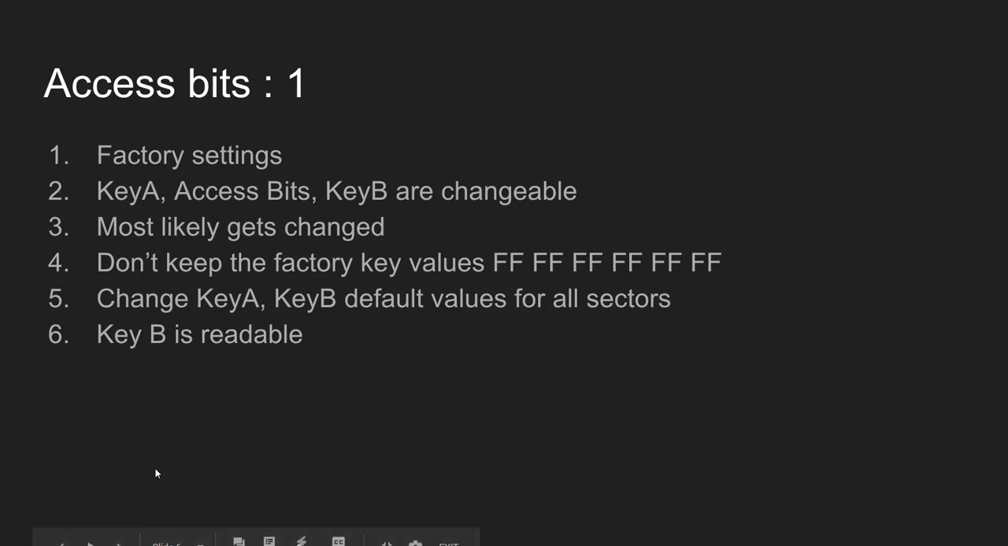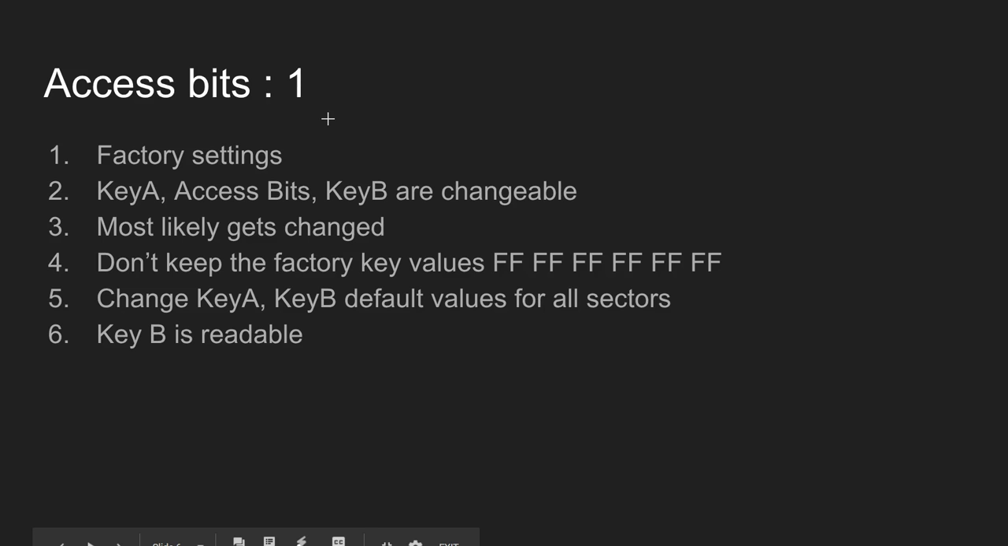So this is the continuation of the previous video. In the last video we started to understand how to change the access rights of the sector block, and we also discussed the access bit configuration 1, which is also called the factory setting. Most people use the word configuration whenever they speak about the access bits.